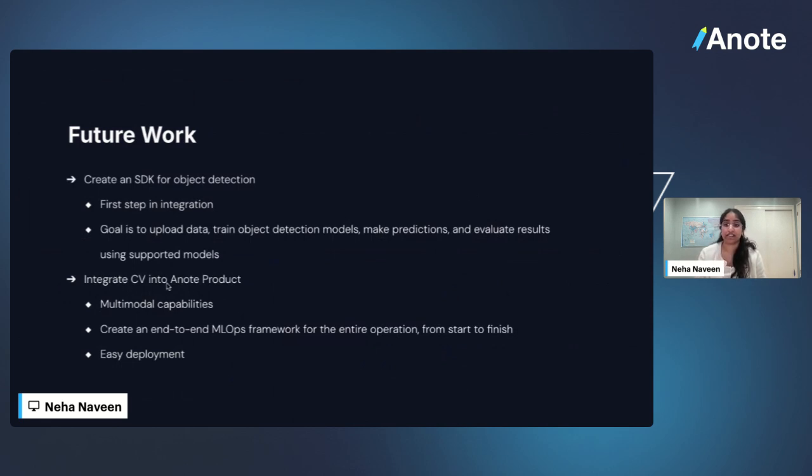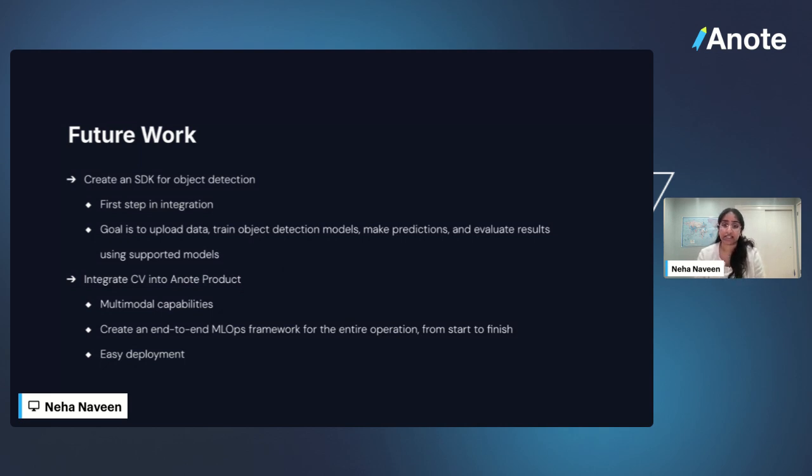Which brings us to integrating CV into the anode product. Right now, the anode product works with text data, so it's mainly NLP. But as you can see in the research paper, the results were promising for fine tuning. So this shows that the anode product would do very well with multimodal capabilities. So also using CV and image data. And so the anode product is already an end-to-end MLOps framework, but this could also integrate CV, and for the entire operation of having a dataset of images, training, testing, and evaluating from start to finish, the entire operation could be done on the anode product.